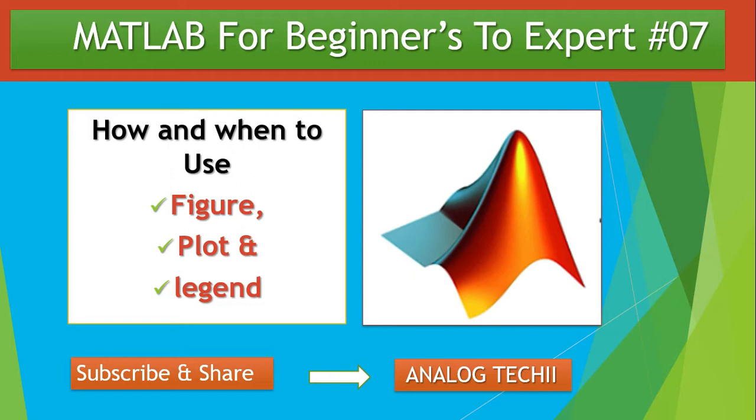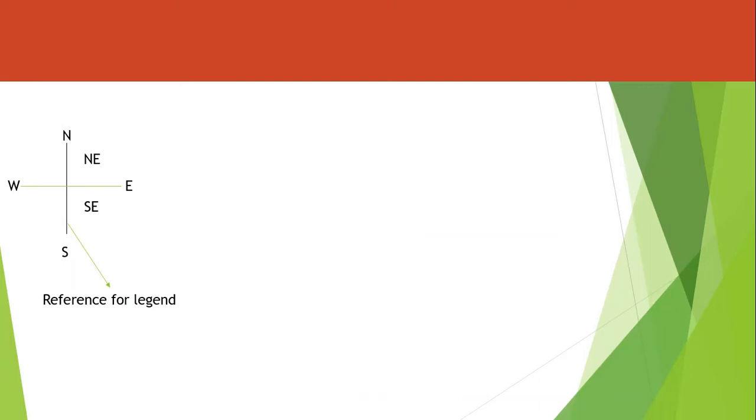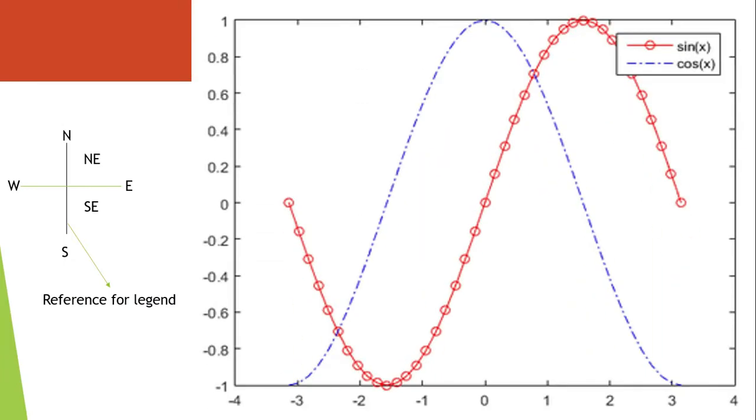First of all, let's see what a legend is. So legend means the direction of the graph. If we see here, suppose we have a blue line signal and a red line signal. The red line and blue line signals have to be differentiated, and this differentiation is done by marking a legend on a graph. So this is the legend, sin x and cos x. The red line represents sin x and the blue line represents cos x.